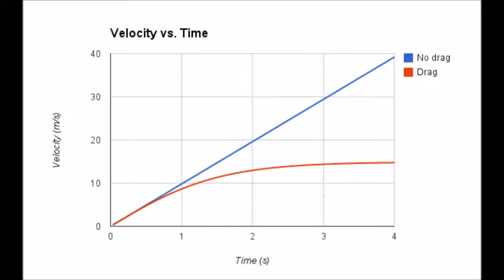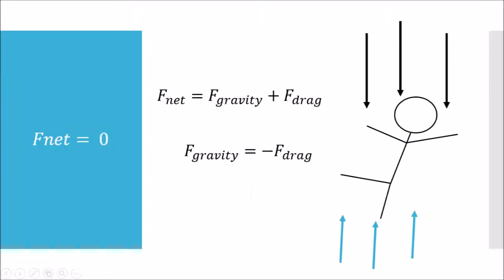When I extend my models out to 20 seconds, you can see a clear difference in the velocity. While the velocity with drag levels out at about 14.9, the velocity without drag keeps increasing at a constant rate. The velocity of the model with drag levels out at its terminal velocity. It occurs when the force of gravity and the drag force are equal to each other, causing an F-net of 0. This makes the velocity constant.